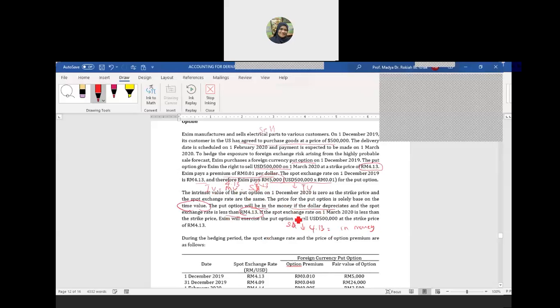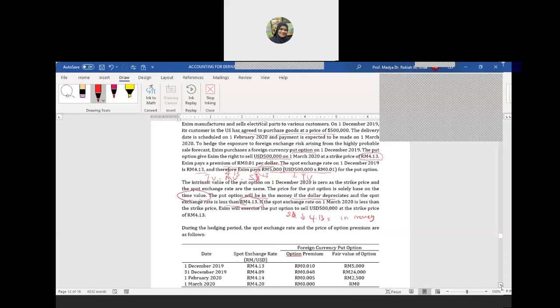If the spot exchange rate on 1st of March is less than the strike price, the exporter is going to exercise the put option to sell 500 at the strike price of 4 ringgit and 30. If the spot price is less than the strike price, then you're going to sell, because you can sell for more than the value of your options.